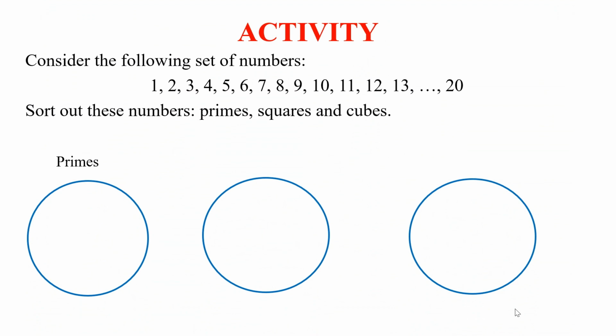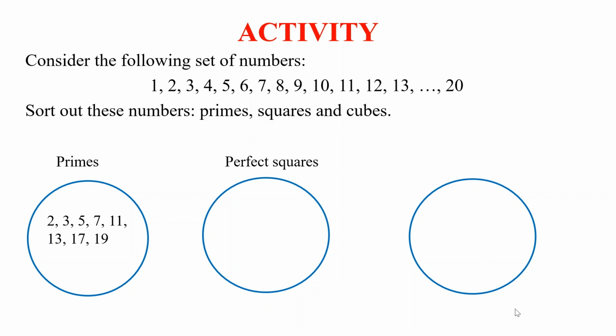So let's list out the prime numbers: 2, 3, 5, 7, 11, 13, 17, and 19. Those are the prime numbers in this category.